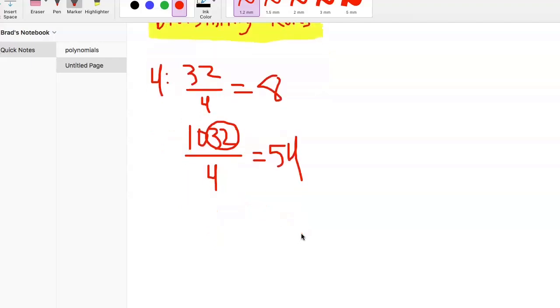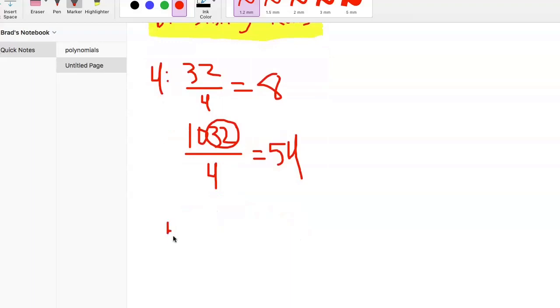Okay, 5. So 5, except for 2, is probably the easiest one, right? And so your rule for 5 is the number has to end in a 5 or a 0. If the number ends in a 5 or a 0, then you got yourself a good answer. If it ends in any of the other 8 numbers, no good, right?